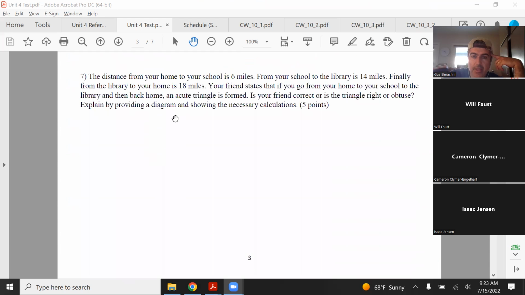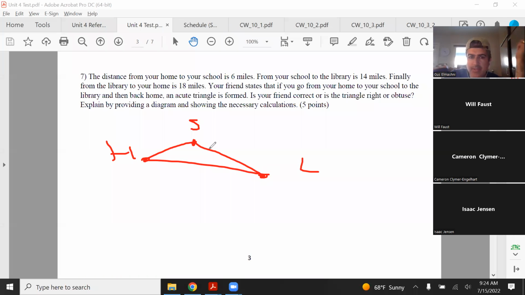Number 7. Some of you guys did okay. Some of you guys struggled with this one. So you've got to draw a diagram. And I'm not always going to give you diagrams. You've got to know how to draw them. So here's home, here's school, here's library. Boom, took a few seconds. 6, 14, 18, because you're told that. Done, another few seconds. It doesn't take very long. Okay, fantastic. Now, again, you have 6, 14, and 18.